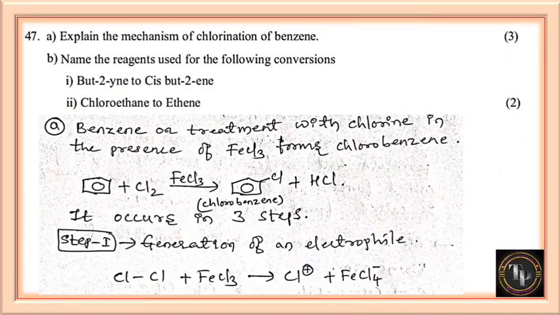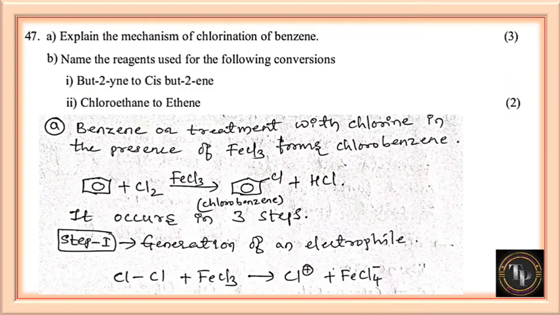See, benzene on treatment with chlorine. First we'll write the reaction. Benzene on treatment with chlorine in presence of a chlorine carrier like PCl3 gives chlorobenzene plus HCl. How does it occur? It occurs in 3 steps. Step 1: generation of electrophile.